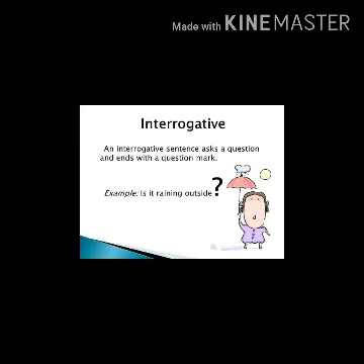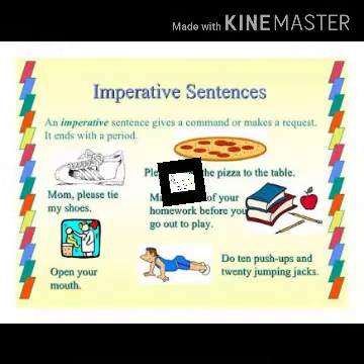Second kind of sentences are interrogative sentences. These sentences ask questions. For example, is it raining outside? In interrogative sentences, helping verb is placed before the subject. These sentences begin with a capital letter and end with a question mark.